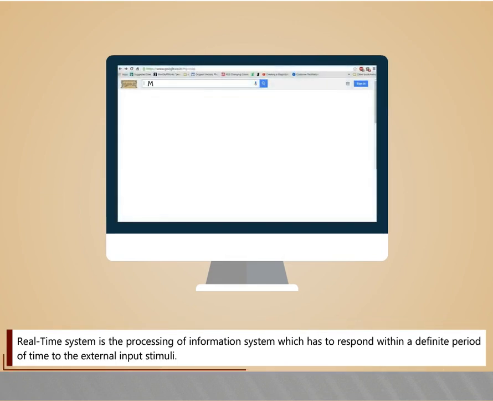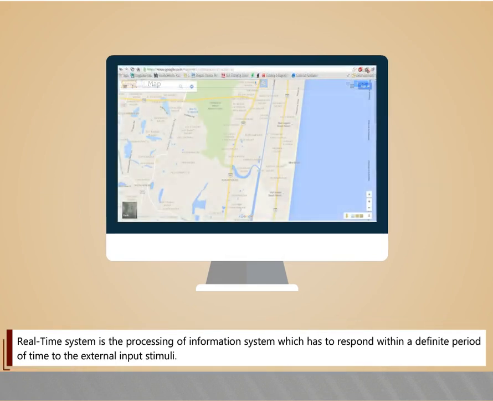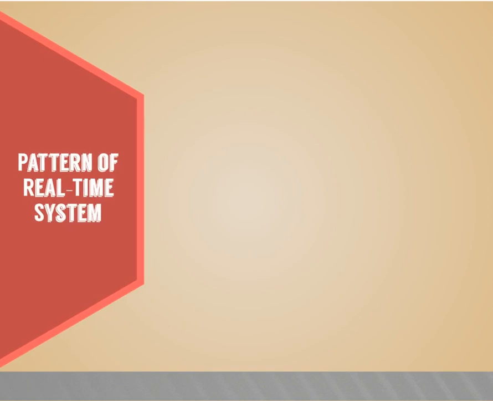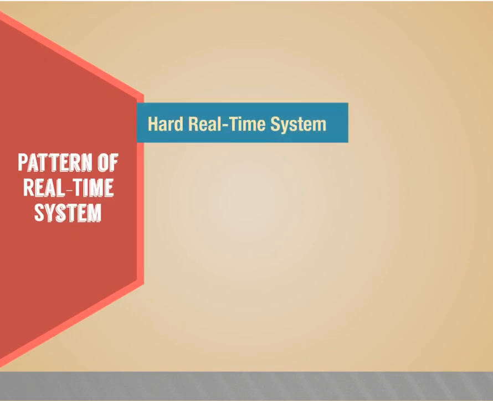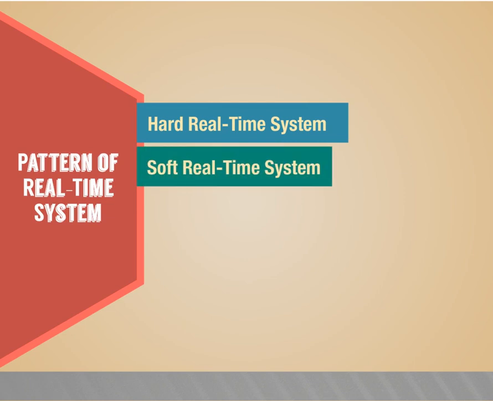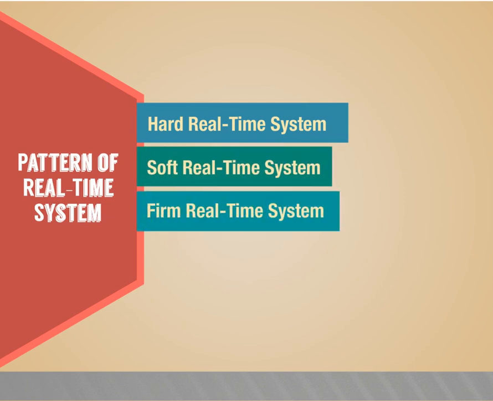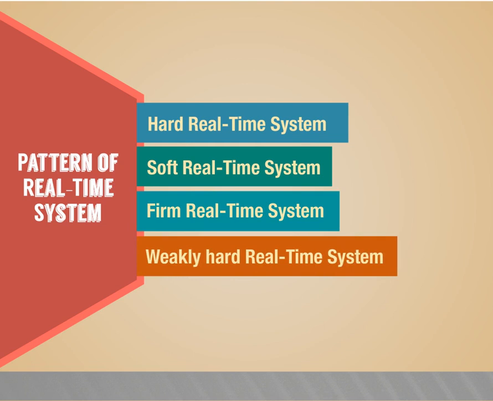Real-time system is the processing of information system which has to respond within a definite period of time to the external input stimuli. Pattern of real-time system: hard real-time system, soft real-time system, firm real-time system, weakly hard real-time system.